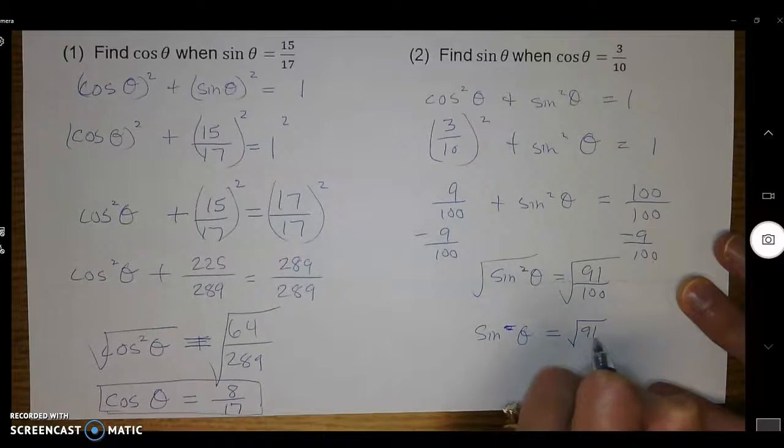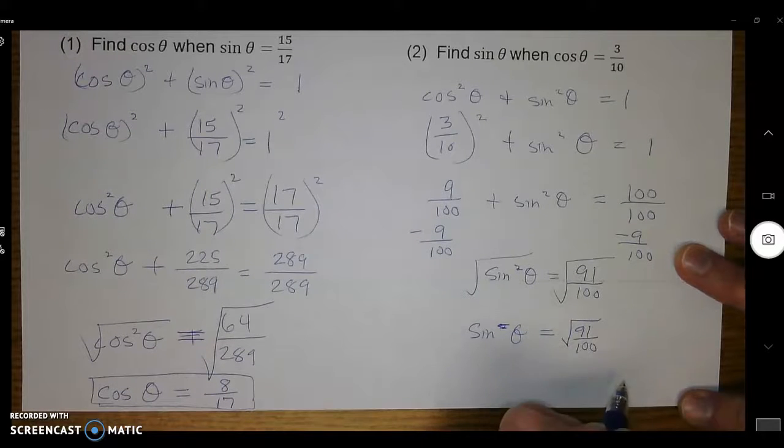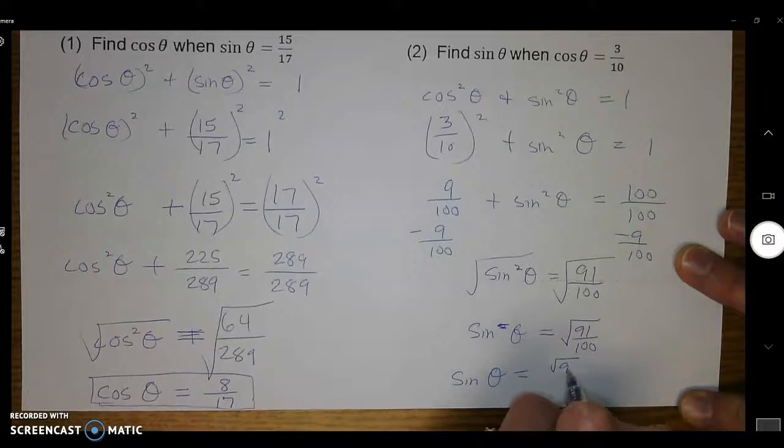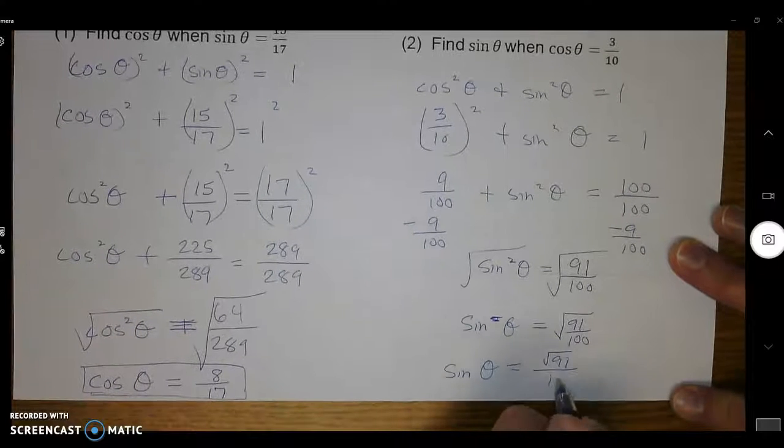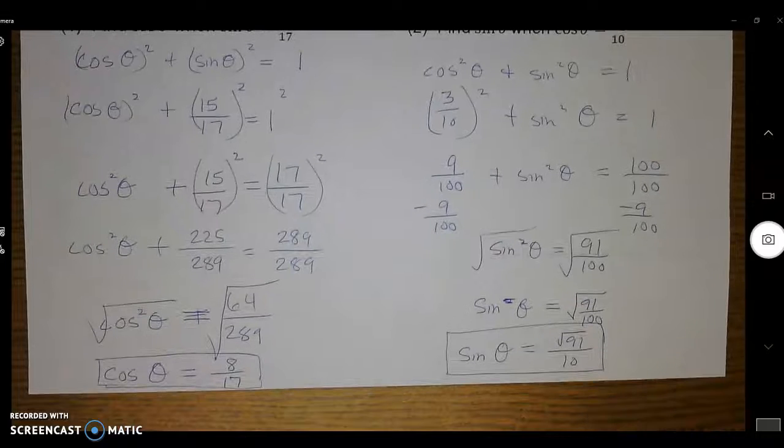Square root of 91 over 100. Actually, we can do part of it. We can't square root 91 nicely, so we're going to leave that as square root of 91, but we can square root 100, that's 10. They're okay with an answer like that. That is the Pythagorean identity.